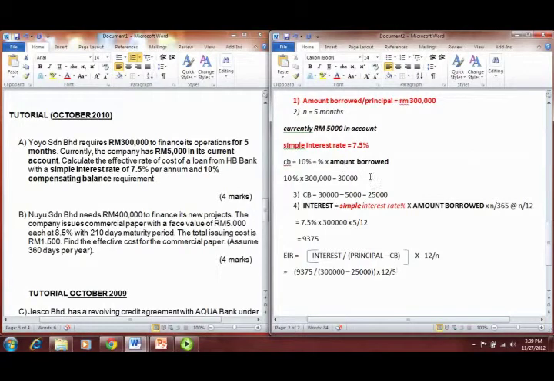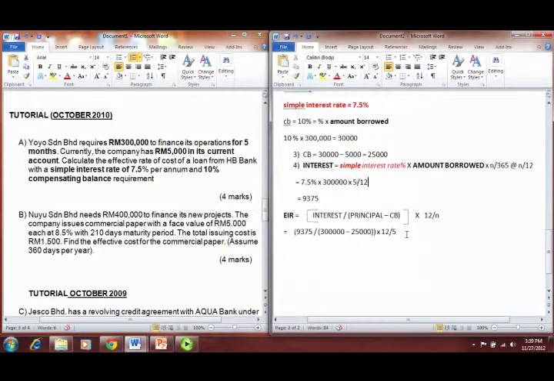You see, class? It's easy when you extract all the information, then you can identify which formula you can use. Alright, so the answer is 0.0818. You can do it in percentage, 8.18%. So that is the answer for A, October 2000 A.